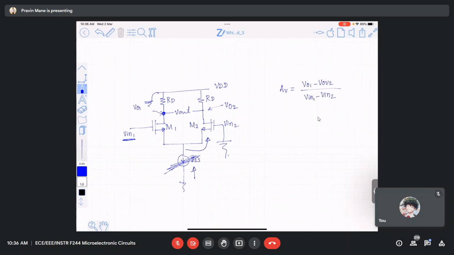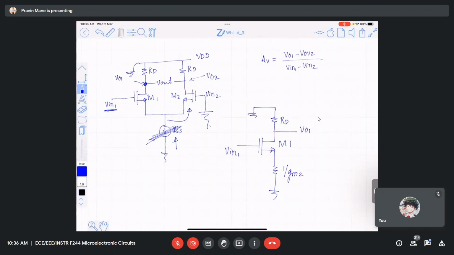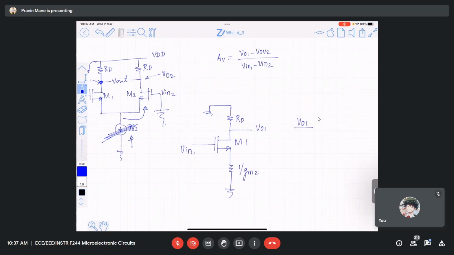So what is the equivalent circuit to find this output voltage? This is RD. This terminal is connected to ground. This is the MOSFET M1, and the resistance between this terminal and ground is 1 by GM2. This is Vin1. This is VO1, the output because of Vin1. Can you tell me what the gain is? VO1 upon Vin1. What will be the gain?